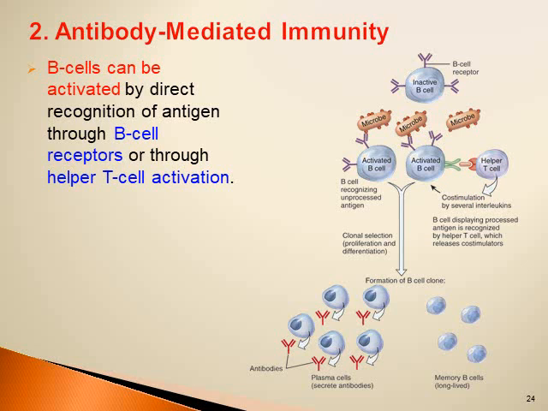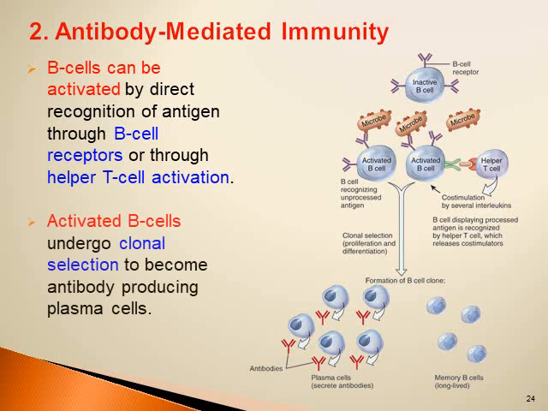So the activated B cells will form a clone of B cells. The clone of B cells is formed of plasma cells that produce and secrete the antibodies and memory cells for the next or subsequent encounter with the same microbe. So for the next infection with the same microbe. Activated B cells undergo clonal selection to become antibody producing plasma cells that will produce antibodies specific to the antigens present on the surface of the microbe.